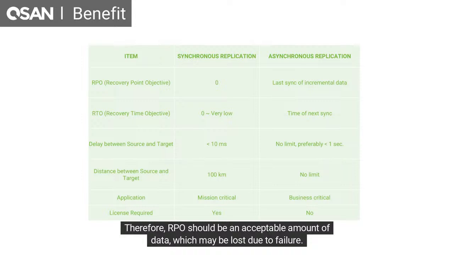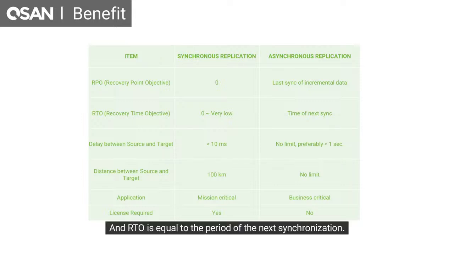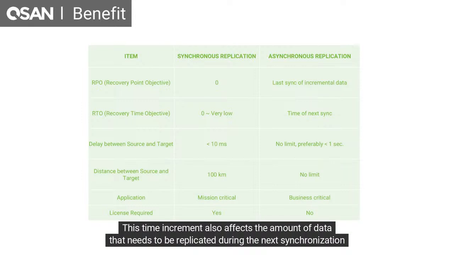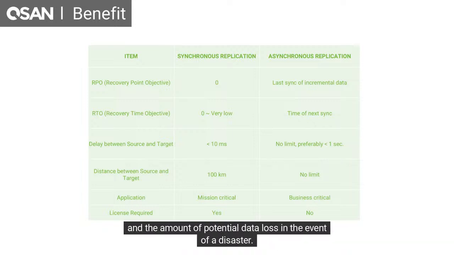Therefore, RPO should be an acceptable amount of data which may be lost due to failure, and RTO is equal to the period of the next synchronization. This time increment also affects the amount of data that needs to be replicated during the next synchronization and the amount of potential data loss in the event of a disaster.